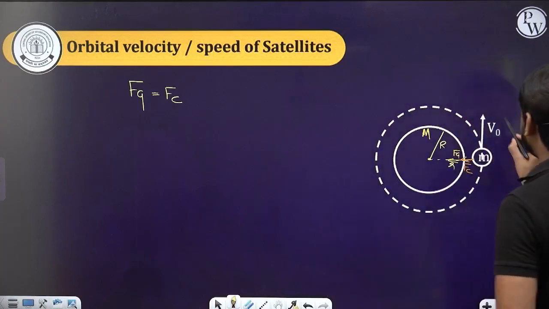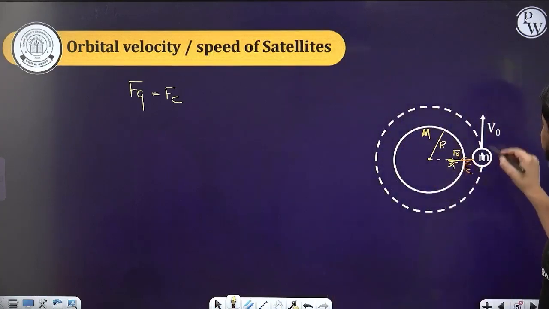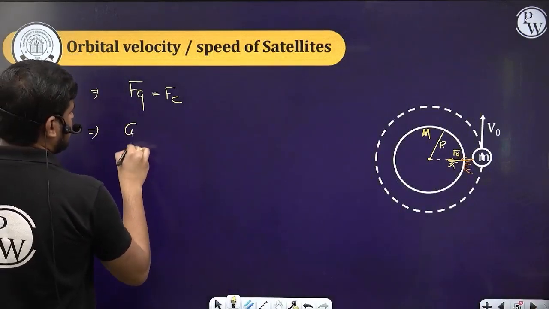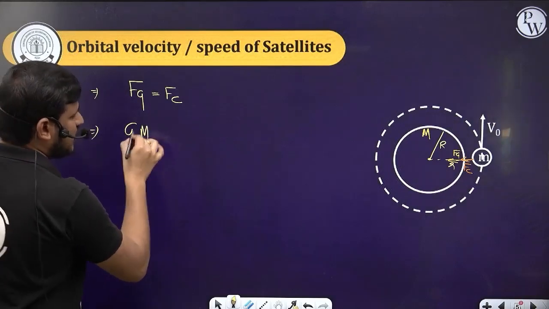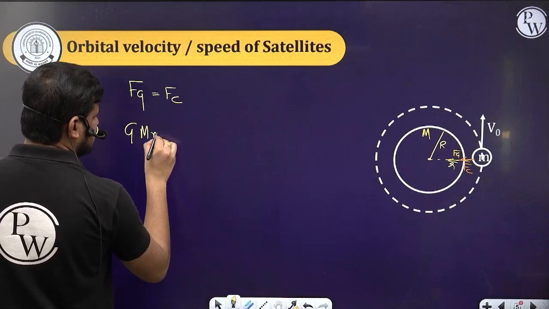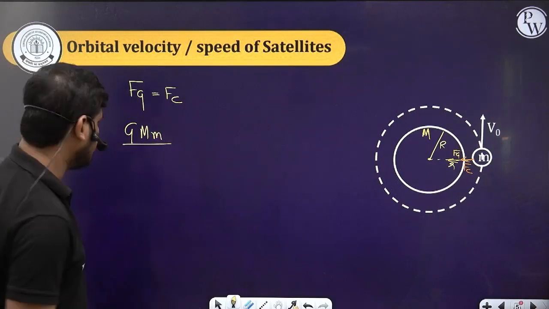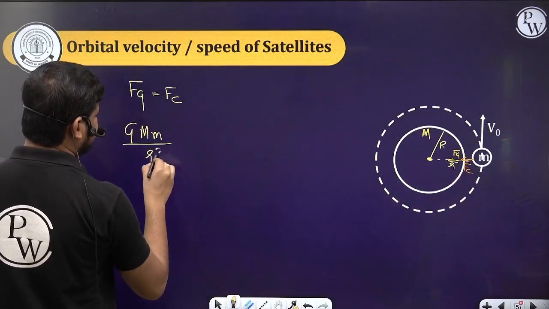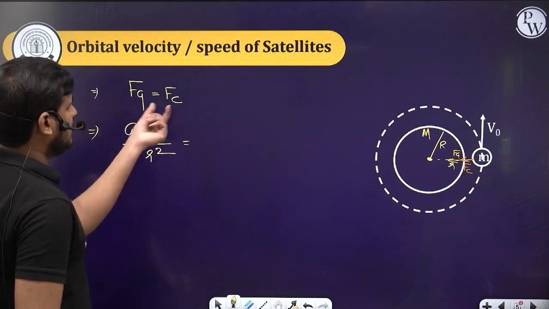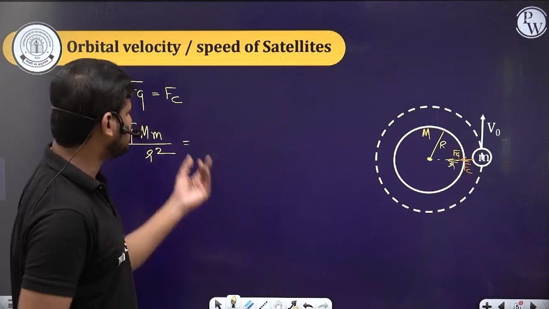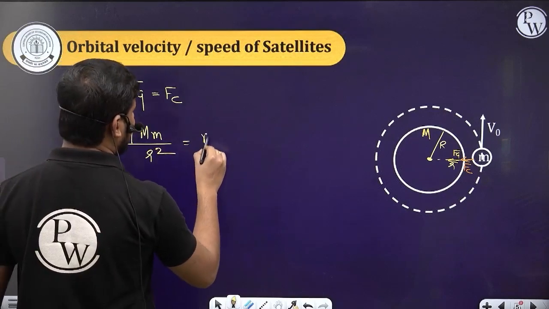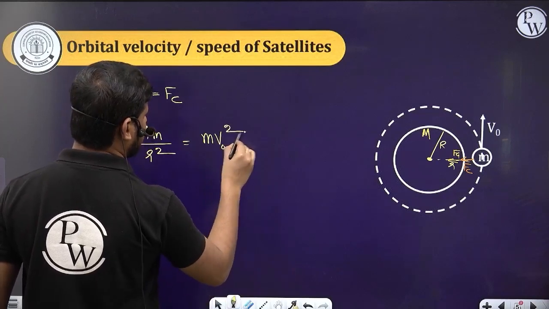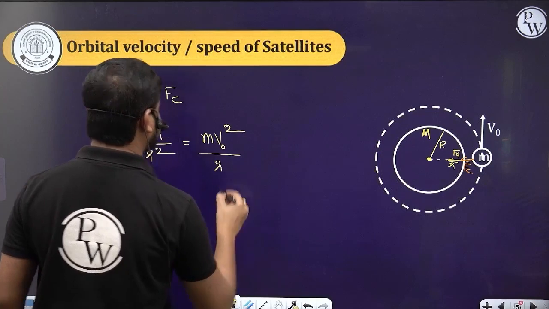So let the satellite revolve around the planet with a velocity v0. Here, what's the gravitational force formula? G m1 m2, where one is the planet of mass M and the satellite is of small m mass, divided by the distance between the two, which is r square. This is equal to the centripetal force, m v square by r, so m v0 square by r, yes or no?